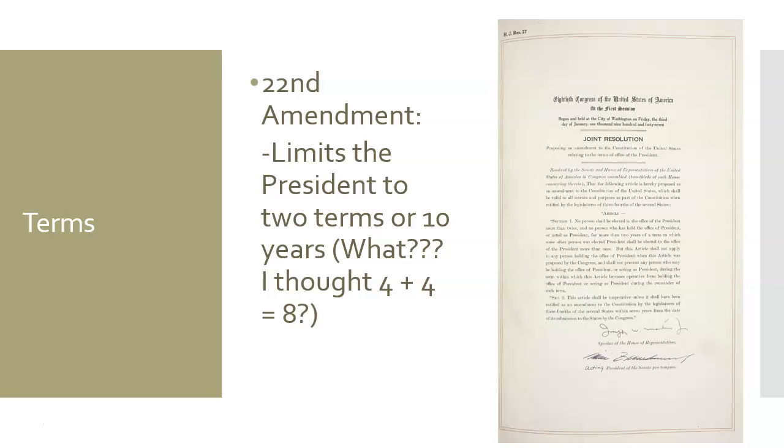After Roosevelt passed away, in the 1950s, the 22nd Amendment was passed. The 22nd Amendment limits the president to 2 terms. So the president can serve 2 4-year terms. After that, cannot run. Okay? But actually the most amount of years a president can serve is 10.